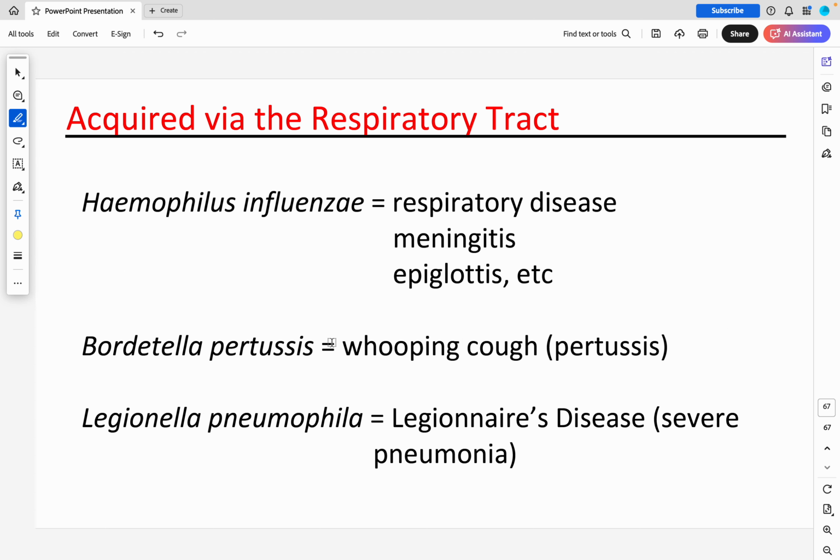They are primarily acquired via the airborne respiratory tract route. Haemophilus influenzae can cause respiratory disease, infection of the throat structures like the epiglottis, and may also cause meningitis. Whooping cough is caused by Bordetella pertussis, and Legionnaires' disease is a very recently identified disease, I think in the 80s or 90s.